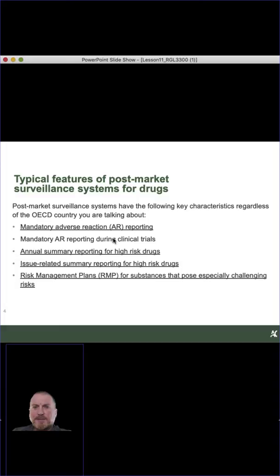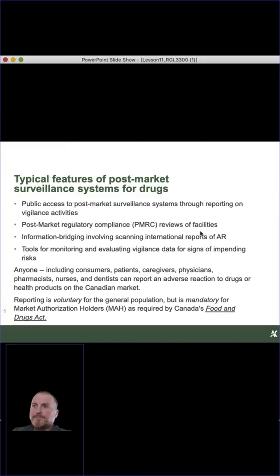And most OECD systems in post-market surveillance are very similar. Mandatory adverse reaction reporting, mandatory adverse reaction reporting during clinical trials, annual summary reporting for high-risk drugs, issue-related summary reporting for high-risk drugs, risk management plans, public access to post-market surveillance systems, post-market regulatory compliance, information bridging involving scanning international reports, tools for monitoring and evaluating vigilance data for signs of impending risks, etc., are pretty common to most pharmacovigilance systems, regardless of the country we're dealing with, if it's an OECD member and has a sophisticated regulatory system for pharma.